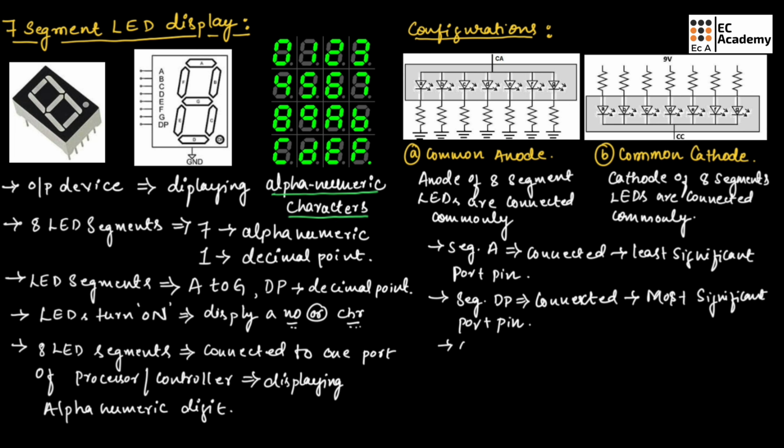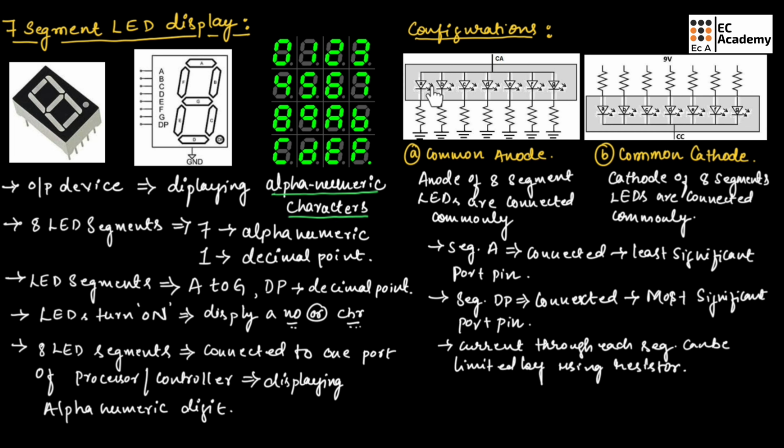The current through each segment of LEDs can be limited by using a current limiting resistor that will be connected to the anode or cathode depending upon the configuration. So, current through each segment can be controlled using a current limiting resistor that will be connected to either the cathode or anode depending upon the configuration.